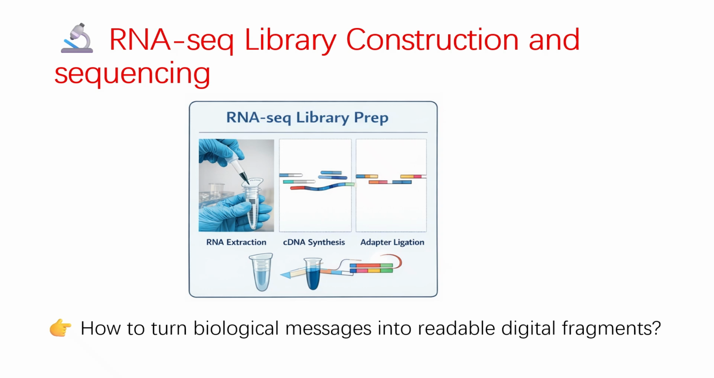Extract RNA from cells. Convert RNA to cDNA to make it more stable. Add adapters like barcodes. Amplify fragments. This creates an RNA-seq library to turn biological messages into readable digital fragments.